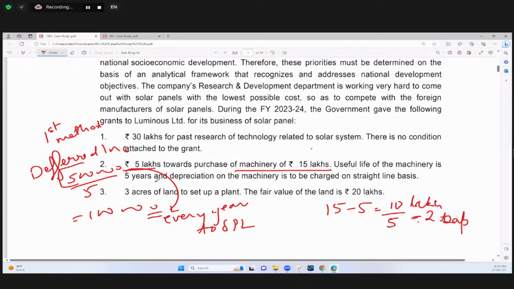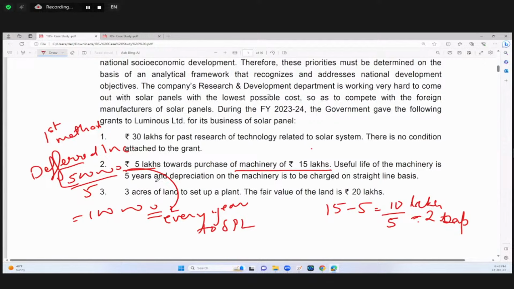When an asset is provided as a grant, there are two ways of doing it. Whether they are charging, giving you the asset at a concessional rate, or giving you the asset free of cost. In this question, nothing is mentioned. So it means that the asset has been provided by the government free of cost. When a free of cost asset is provided in the form of grant, that asset is recognized in the books at nominal value.